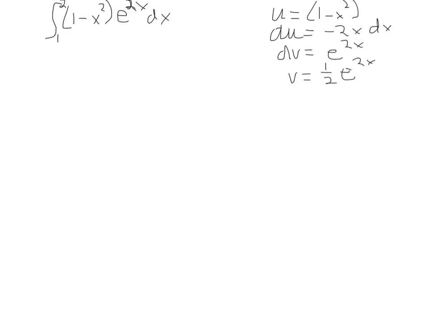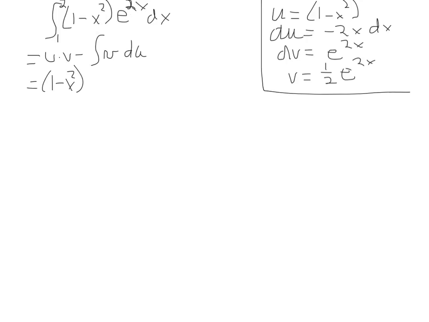So I've got the first one set up for you over here, and if we put that into the uv minus the integral of v du formula, then this is what you end up with for the first round of integration by parts. This is a times here. Just stick an x in there for times. Minus the integral from 1 to 2 of v du, which is going to be 1/2 e to the 2x.